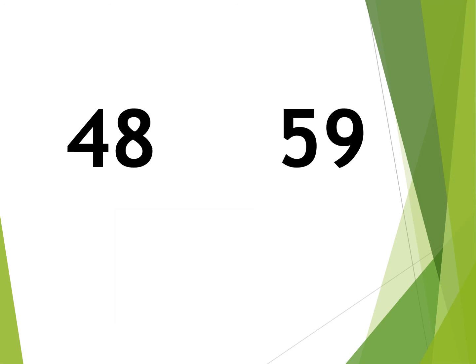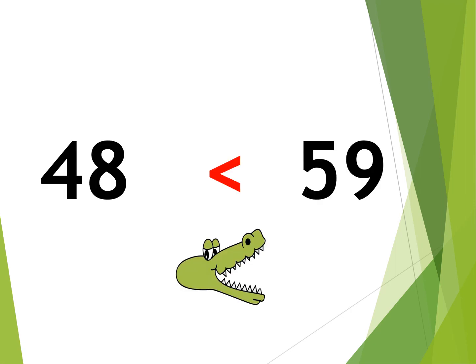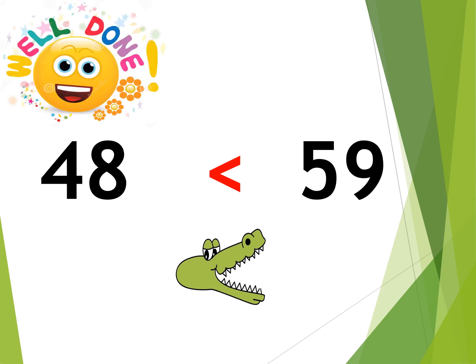Now, 48 and 59. Which number will the alligator be eating? Yes, correct. You are correct. It will be eating the number 59. As 59 is the bigger number, the alligator wants to eat the bigger number 59. You can see the mouth of the alligator and the same symbol we have written here. And it is read as 48 is less than 59.